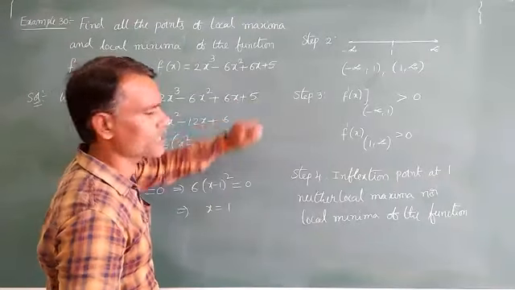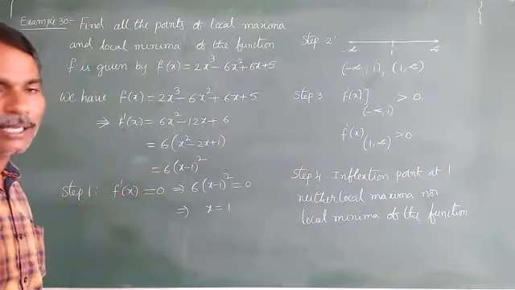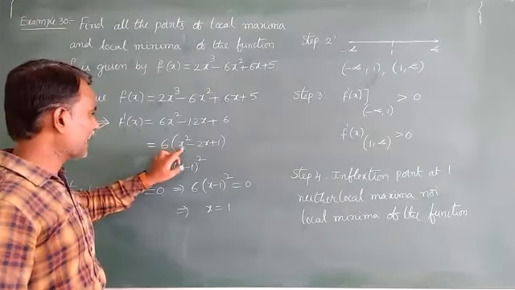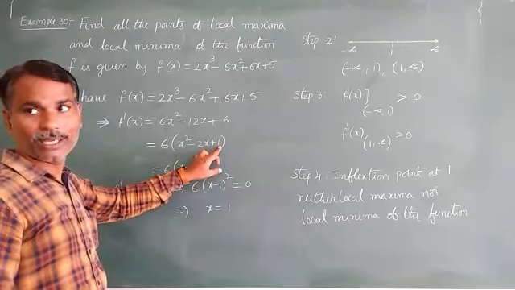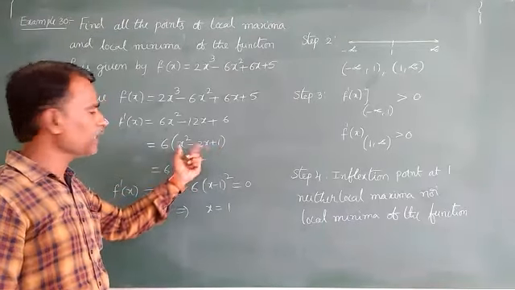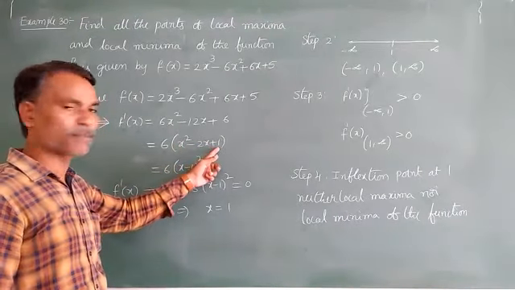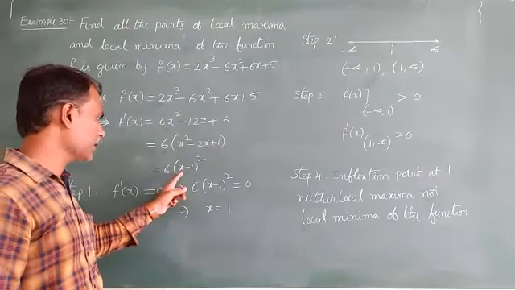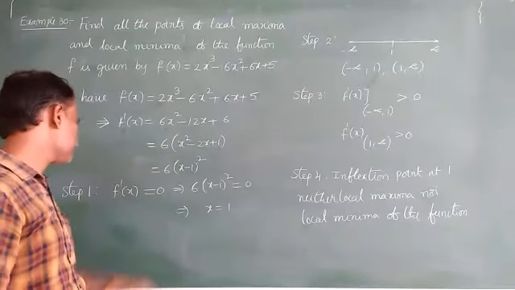6 into 1 is 6, and the constant derivative is 0. Finally 6x square minus 12x plus 6. Take 6 common: x square minus 2x plus 1, and this expression looks like a square minus 2ab plus b square. We can write it as a minus b whole square.